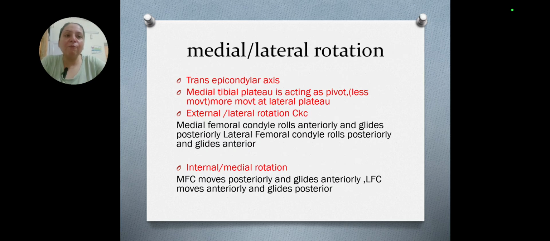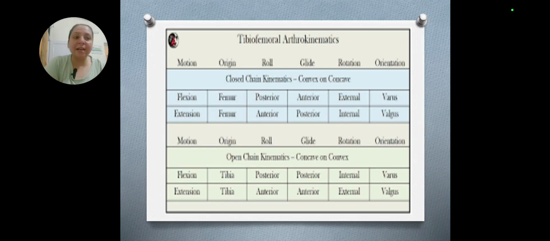Now to sum this up, I want to read this slide with you guys. This is the tibiofemoral arthrokinematics. The first one is for the closed kinematic chain, when the convex surface is moving on a concave one, that is, the femur is moving on a fixed tibia. When the femur is moving in flexion, there is a posterior roll of the proximal end, and there is an anterior glide.